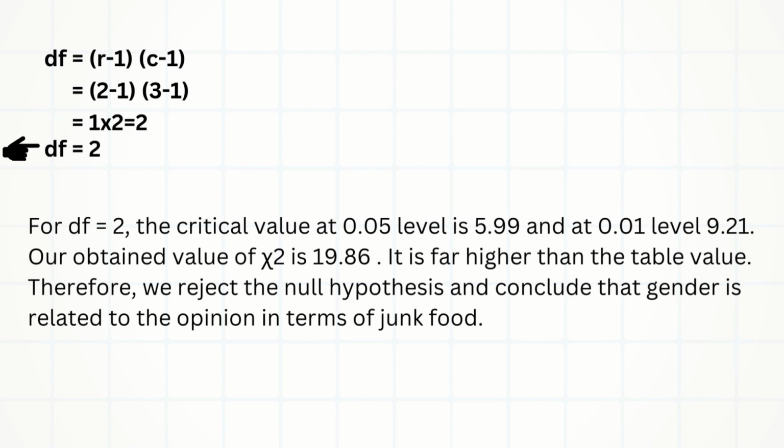So, for DF 2 the critical value at 0.05 level is 5.99 and at 0.01 level is 9.21. Our obtained value of chi square is 19.86. It is far higher than the table value. So, we will reject the null hypothesis and conclude that gender is related to opinion in terms of junk food. So, this is the calculation of chi square as a test of independence.